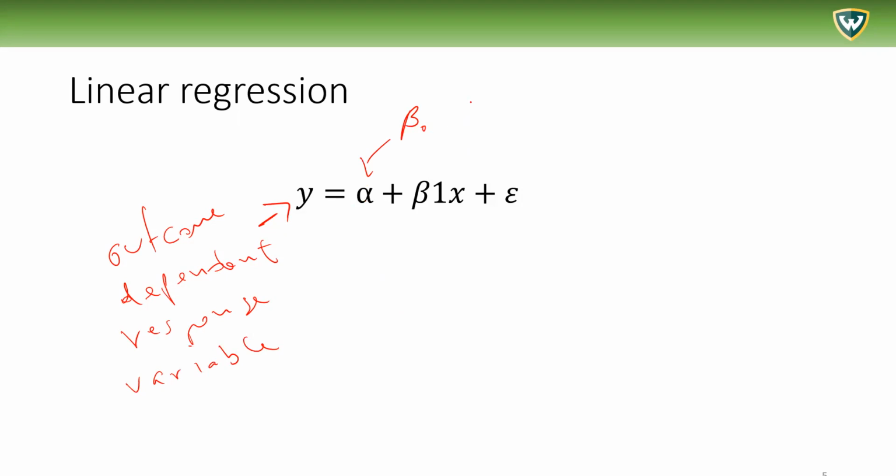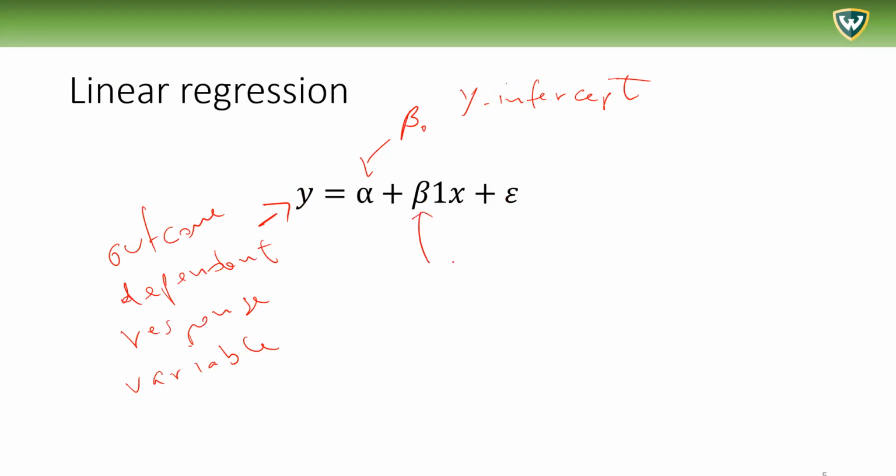is the y-intercept. So this is what the value of y is going to be when x equals 0, and also if the error equals 0. We'll talk about this error here at the end.